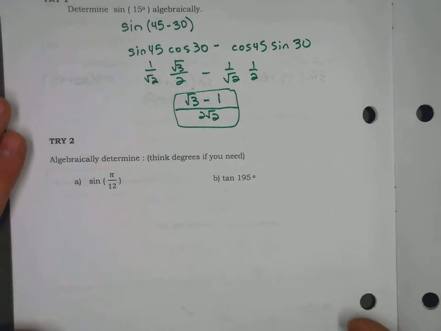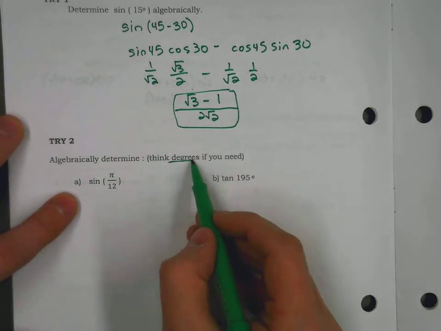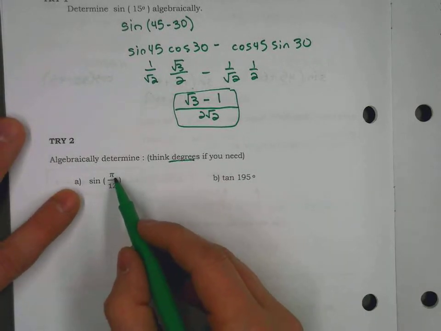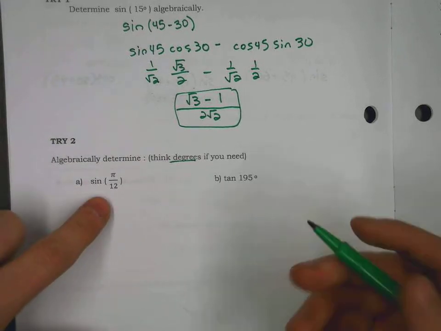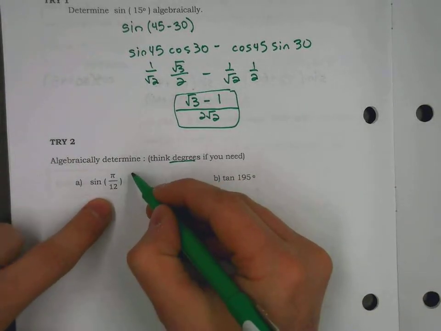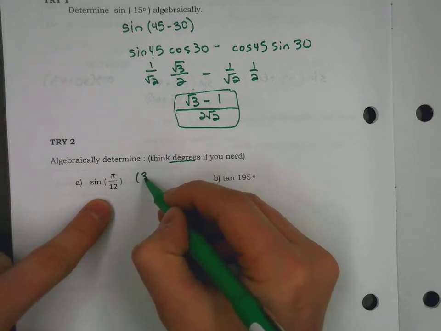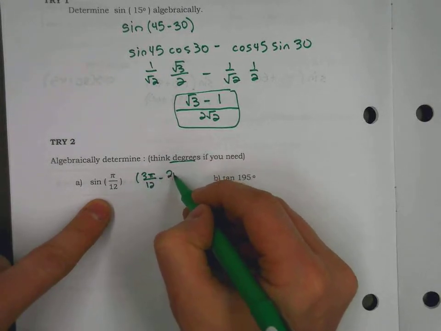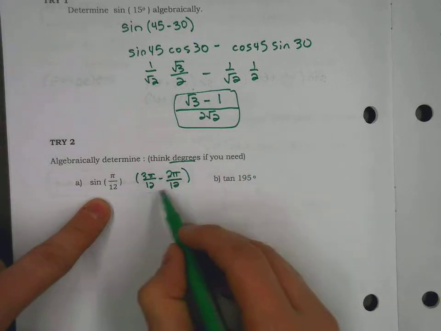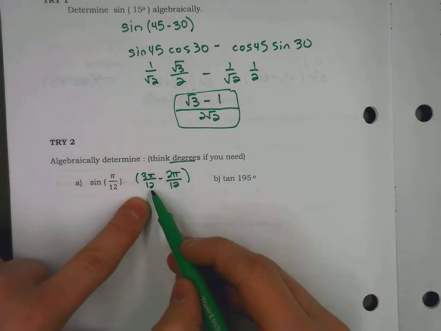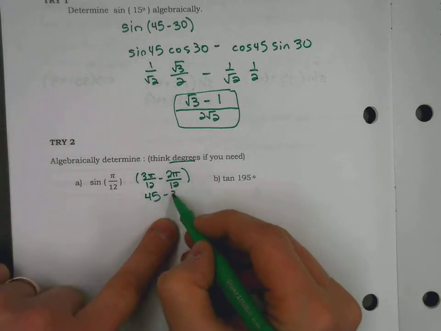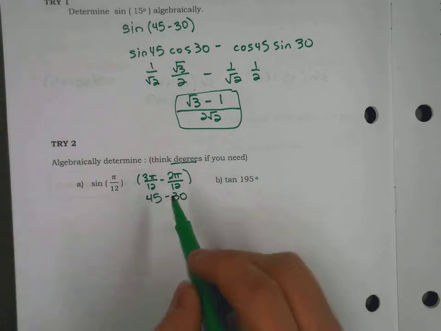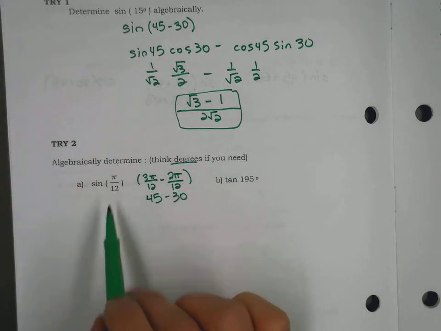Some questions might start to feel a little more challenging, and I did say you can think degrees if you needed. Sometimes you see something like pi over 12 and you're thinking, pi over 12? That's not a pi over 6 or a pi over 3 or a pi over 4. Not a lot of people are maybe strong enough with fractions to say, you know what, this is technically 3 pi over 12 minus 2 pi over 12. And both of those angles are nice numbers. This is technically pi over 4, or 45 degrees. Technically, this is pi over 6, or 30 degrees. And I just figured out a way to get pi over 12.